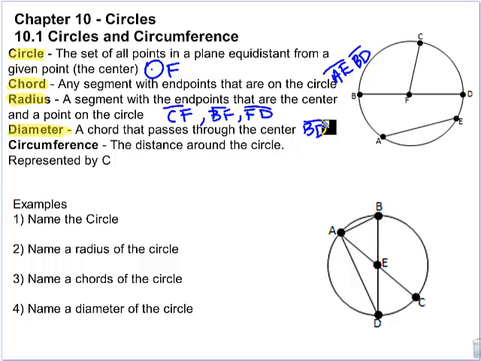Circumference. It's the distance around the circle, represented by the letter C, which you should know now. The real question is, does anyone remember our formula to find circumference? It has something to do with pi. Pi squared r? No, that's area. Pi r squared is the area of a circle. The circumference of a circle is 2 pi r.